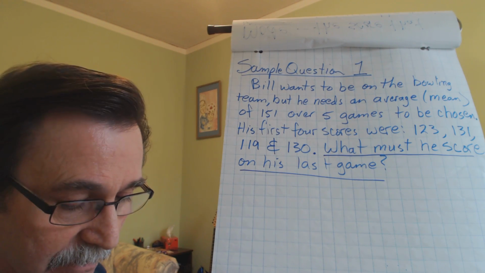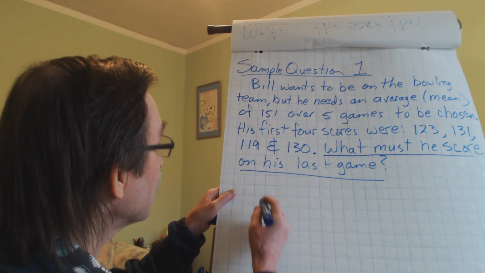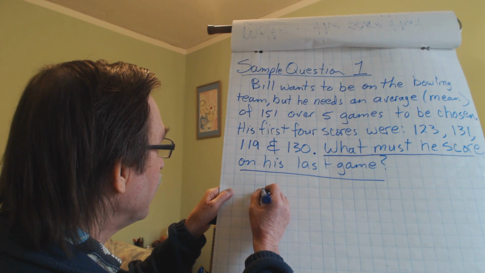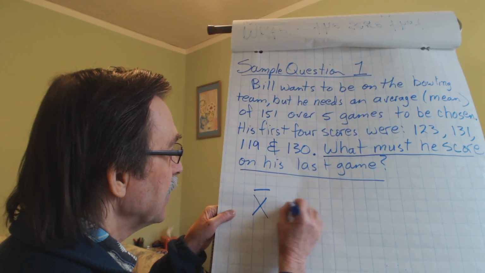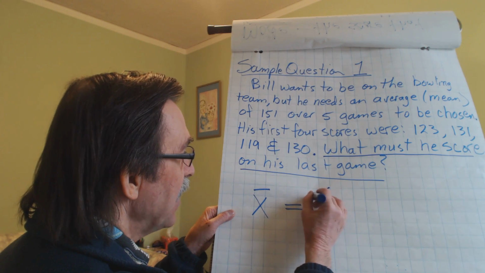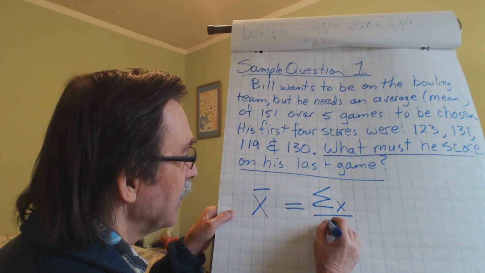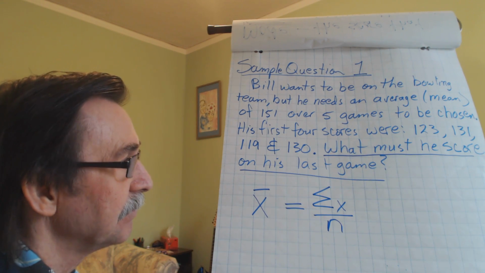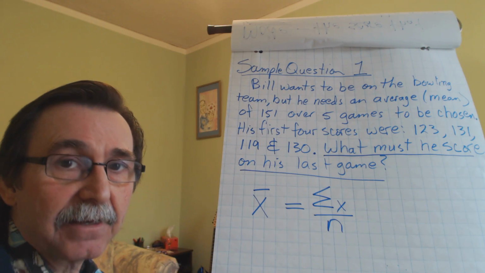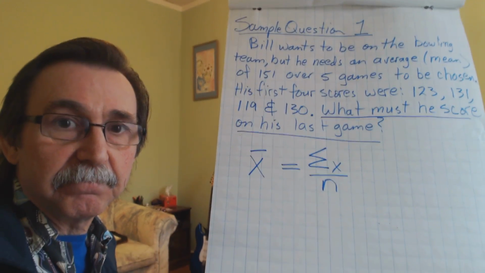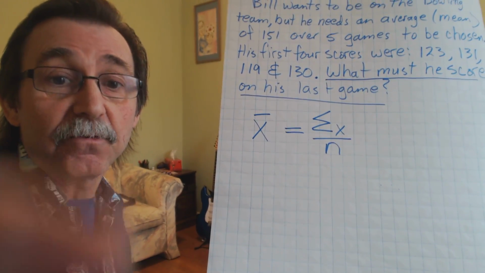So let's go with the formula that we learned last time, and remember it looked like this. The mean, which is x bar, is equal to the sum of all the scores divided by the number of scores. So that is how we're going to get started. That is the formula we need, and we are going to solve for an unknown value.